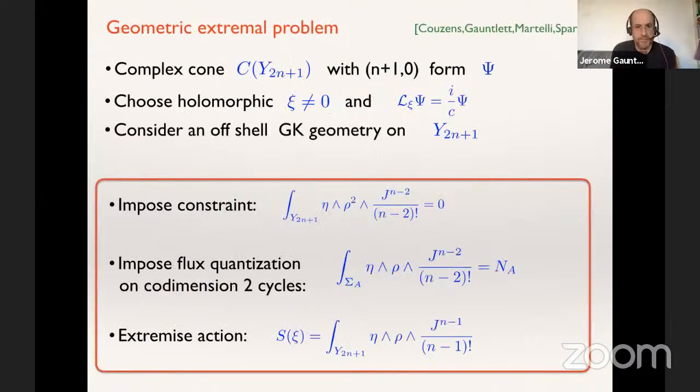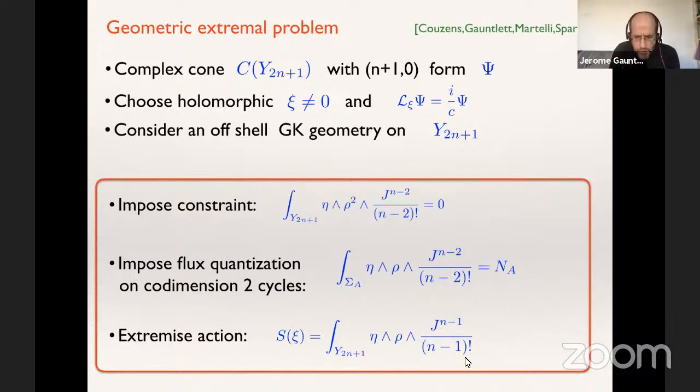So here is the extremization principle in a nutshell. We fix a complex cone, and we fix one of these (n+1,0)-forms, sorry, psi. We choose a holomorphic vector field xi, and we hold the charge of psi fixed. We consider an off-shell GK geometry, that's with all the transverse Kähler geometry and all the rest of those ingredients I put in. And the extremization principle, that is to get an on-shell GK geometry, turns out to be given by these three formulas here.